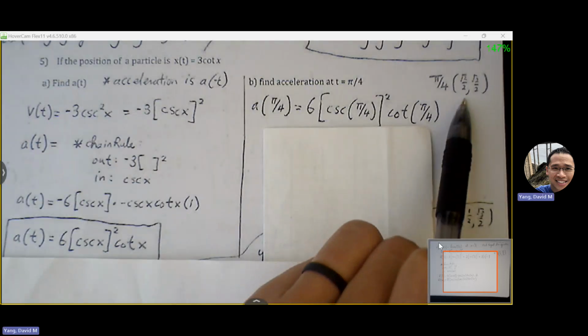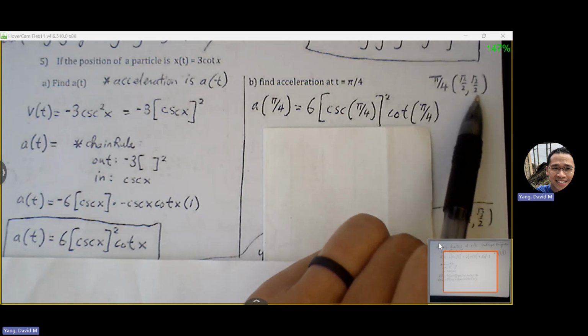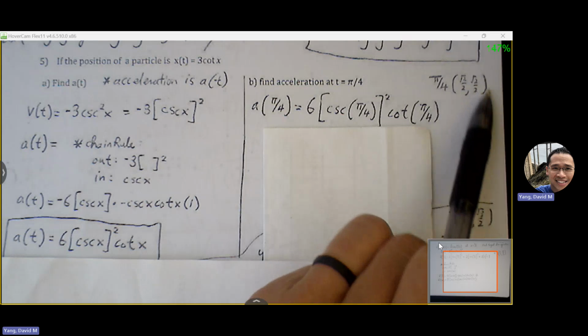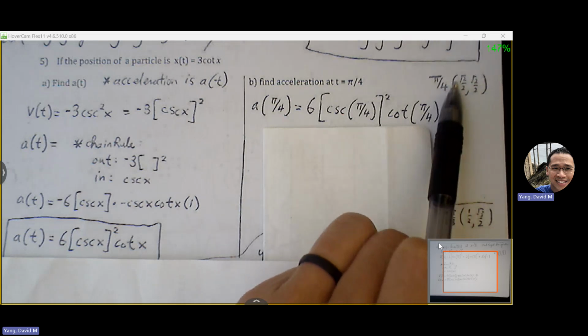Okay. Pi over 4 has an ordered pair root 2 over 2, root 2 over 2. Cosecant is just the reciprocal of the y value. Cotangent is just x over y.